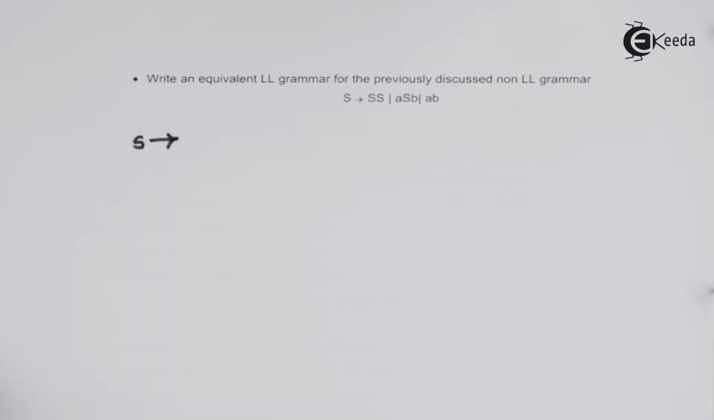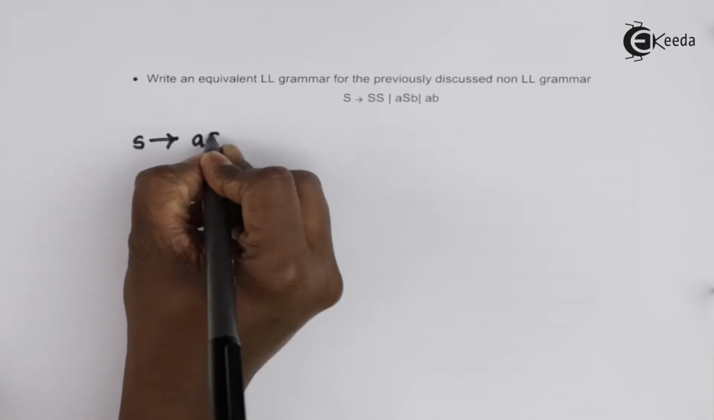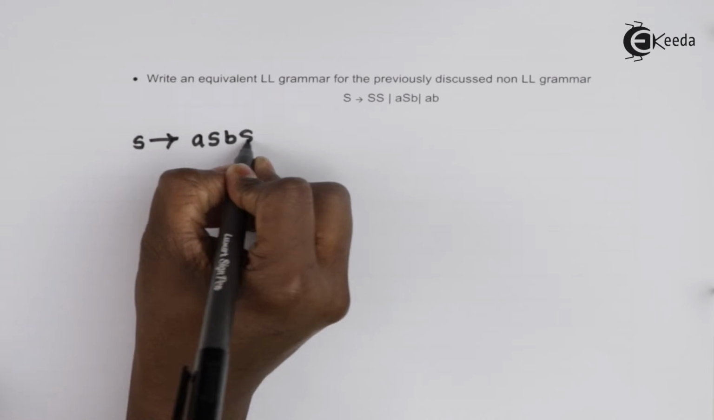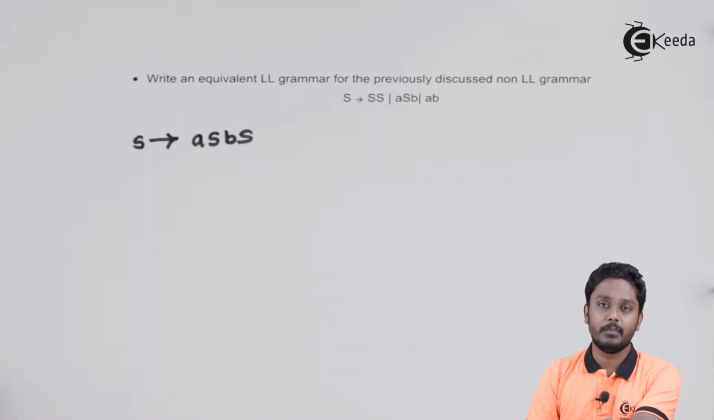Over here, I am writing the positive closure in a new way. I am writing ASBS. What will this allow? This will allow AB one or more number of times. Basically, it is a positive closure. And whenever I have to terminate, I have to get the smallest string. Over here, the smallest string is AB. For that, I need to have an epsilon transition. That means S can produce epsilon.